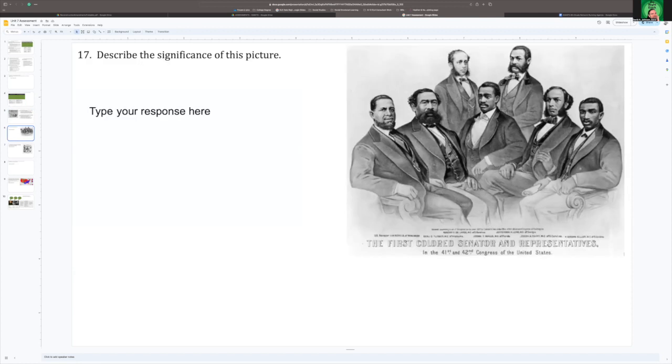answer the question. We then get into a writing prompt, and this is one of our most simple but powerful writing prompts across all of the Giants assessments. Why is this picture significant? This picture is significant for a lot of reasons. Part of it is right there in the title, the first colored senator and representatives in the 41st and 42nd Congress of the United States. That's something I would expect to see as an answer to this. But I want kids to go deeper and also talk a little bit more about how, if these are the first, it means that there are 7 of them.